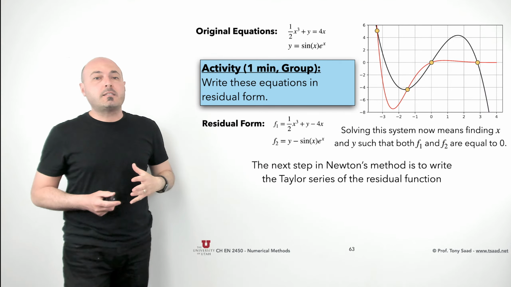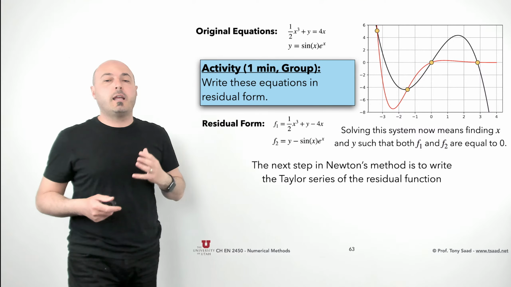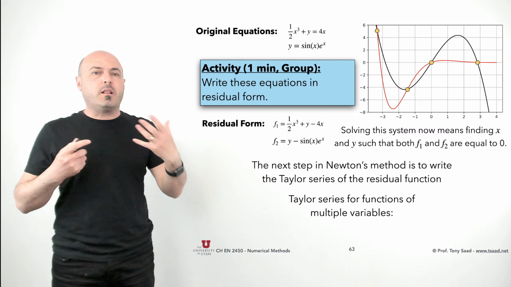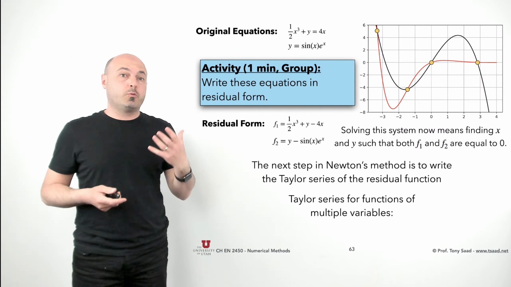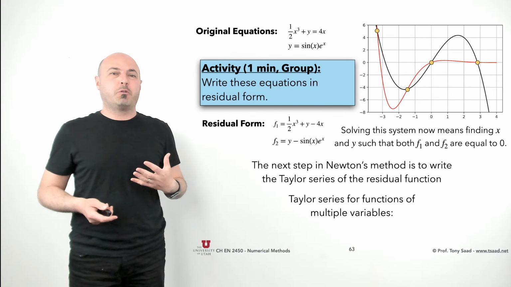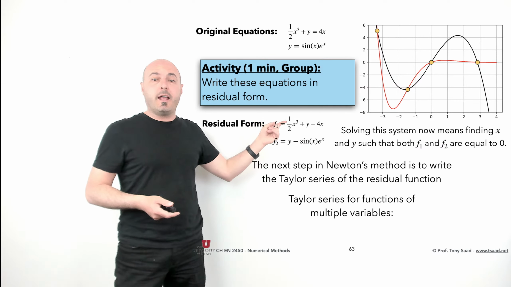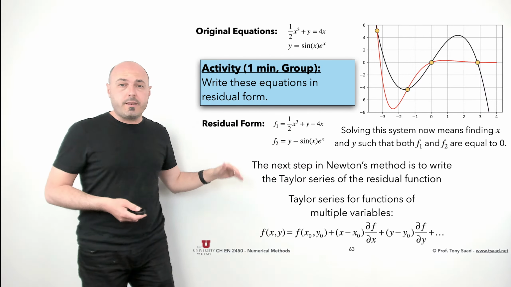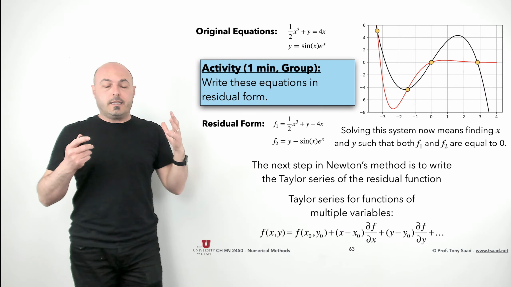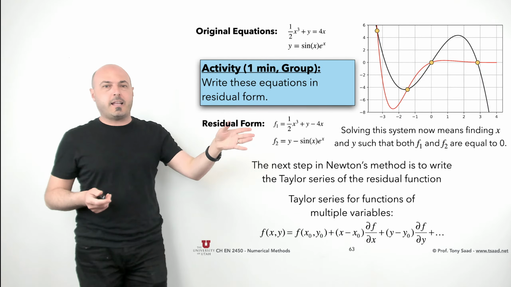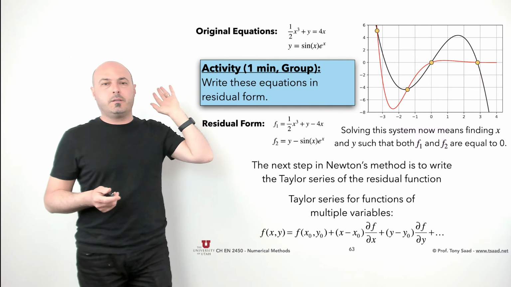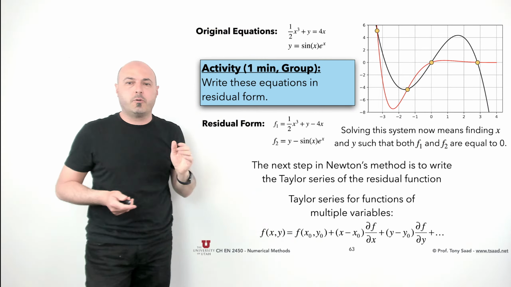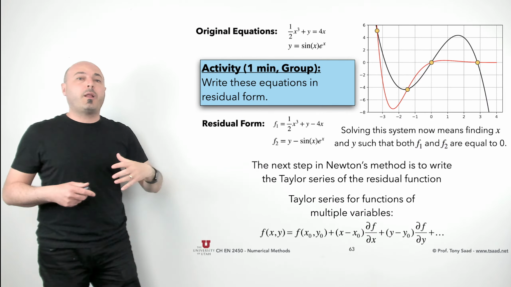Now the next step in Newton's method, remember, was to write the Taylor series of the residual function. In this case we have multiple multidimensional residual functions, because f1 has both x and y in it, and f2 has both x and y in it. The Taylor series for a single function, we know, is f at x0 plus f prime times delta x, plus 1 over 2 factorial f double prime times delta x squared, and so on and so forth. The same thing can apply to multiple dimensions.